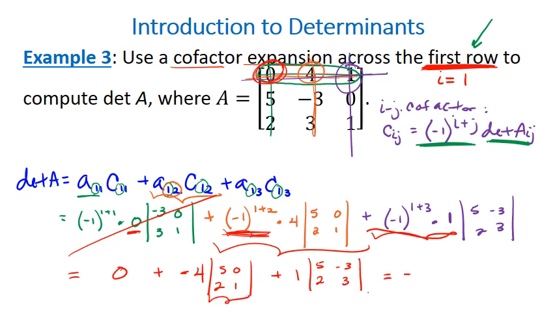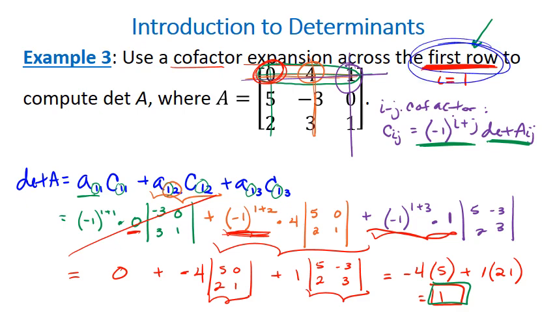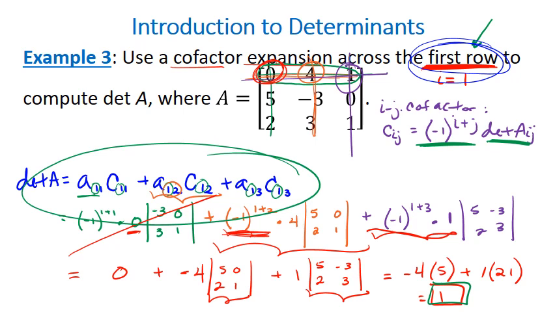This determinant you should find to be 5 plus 1 times the determinant of the other matrix is 21. When you add these, you get a determinant of 1. Okay, so this is an example using the first row, but we can use a cofactor expansion across any row and any column. And when we do that, this definition, this work, changes slightly.